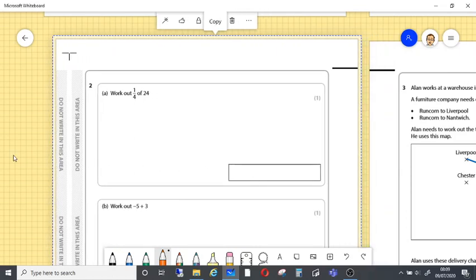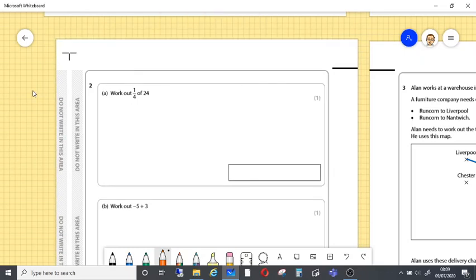Apologies for that. So the first question is calculate a quarter of 24. Just get my trusty pen. Make sure it's working, yeah. So to work out a fraction of an amount, it's the value divided by the denominator, times by the numerator. I know this, so 24 is the value, divided by the denominator, which is 4, times by the numerator, which is 1. 24 divided by 4 is 6. Times by 1 means my answer is going to be 6.